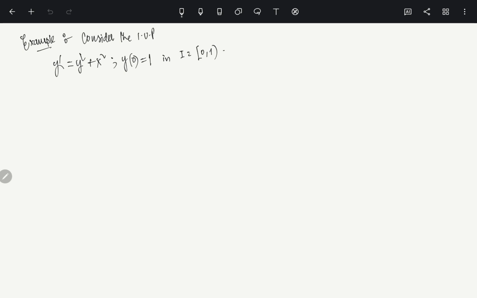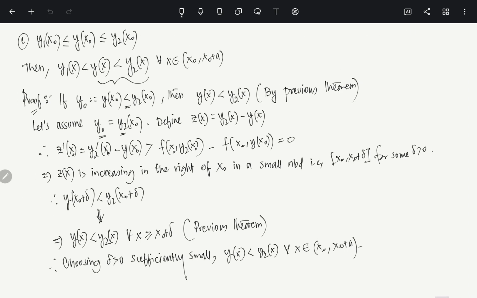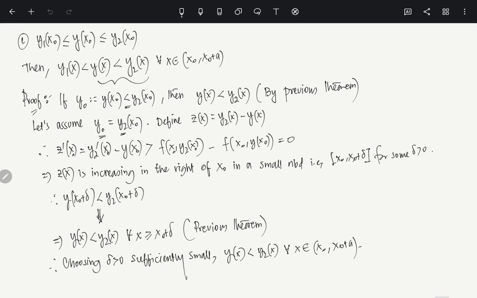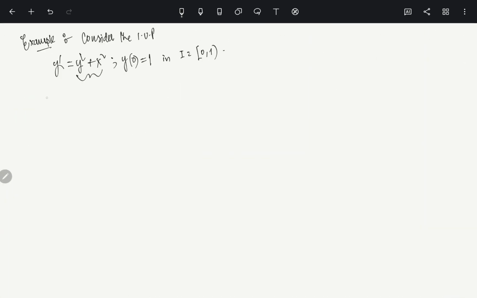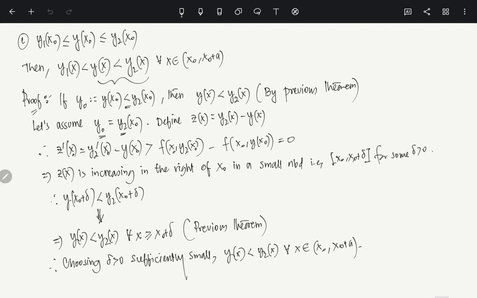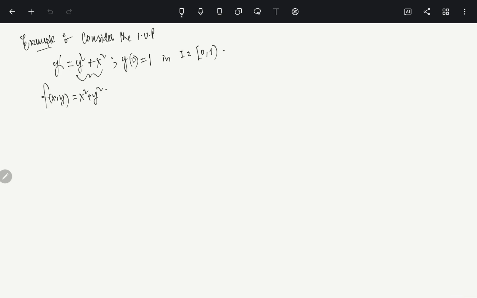For that you have to produce a y1 and y2 such that y1 prime is dominated by f of x, y1 and y2 prime must dominate f of x, y2. And what is f of x, y? Here f of x, y is nothing but x square plus y square. You have to find one y1 which gets dominated by f and y2 which dominates f, along with the initial data, of course. So how do you find such a thing?